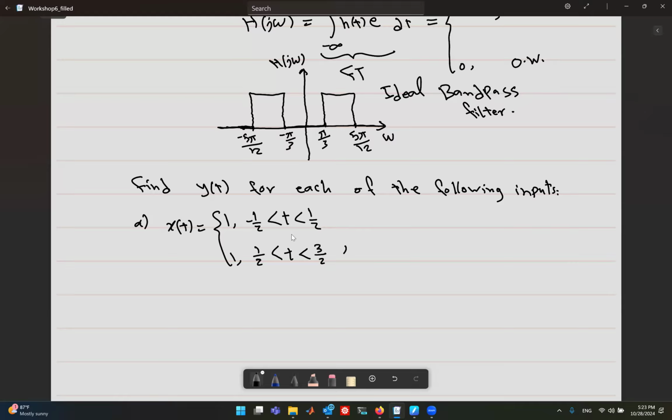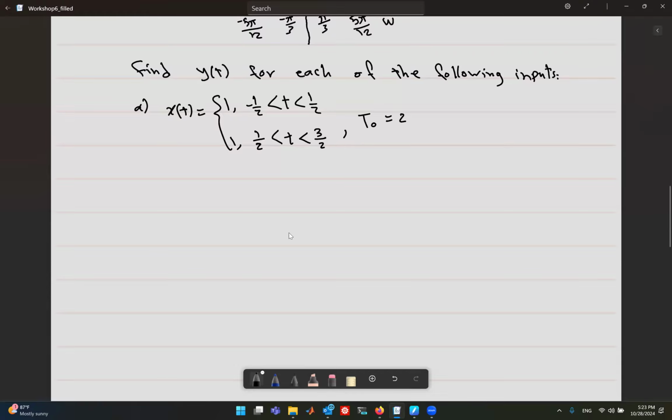And yeah, the period of this signal will be 2. We are actually here defining a period of this signal, which spans the time from -1/2 to 3/2. So the period will be 3. And the other input signal will be 1 plus sine 3 pi divided by 8 t plus pi over 4.